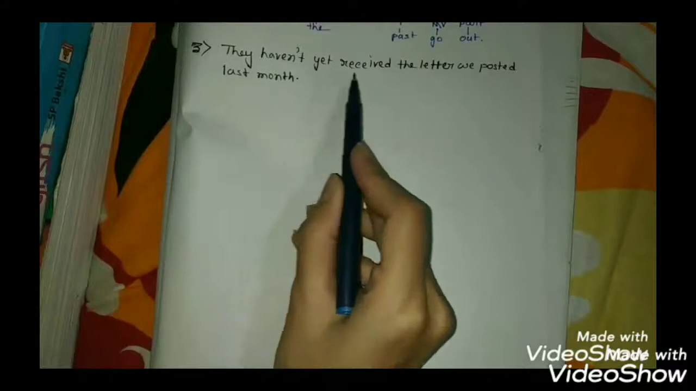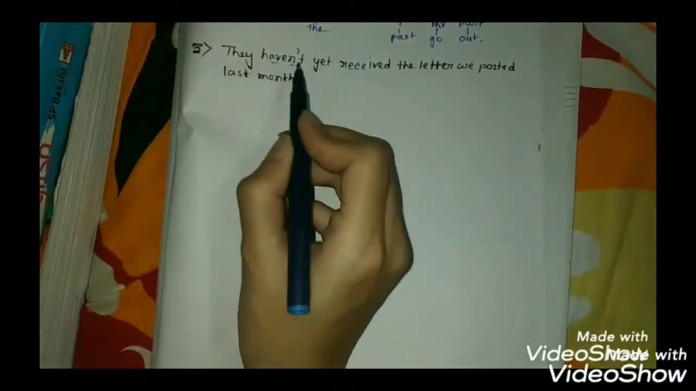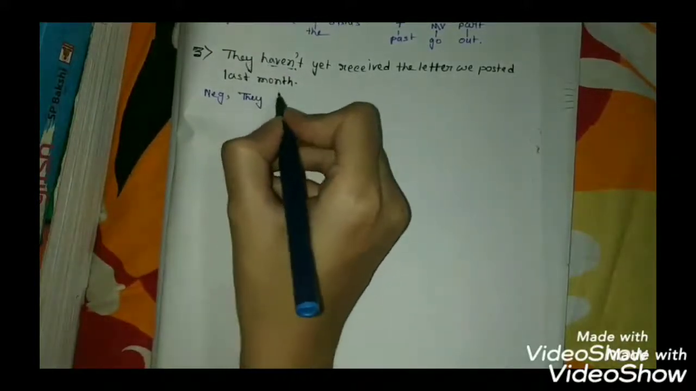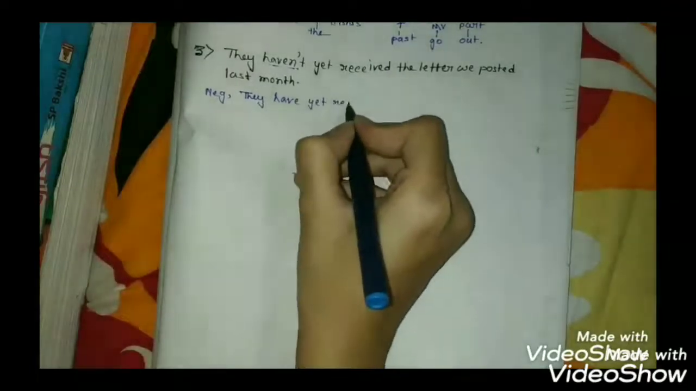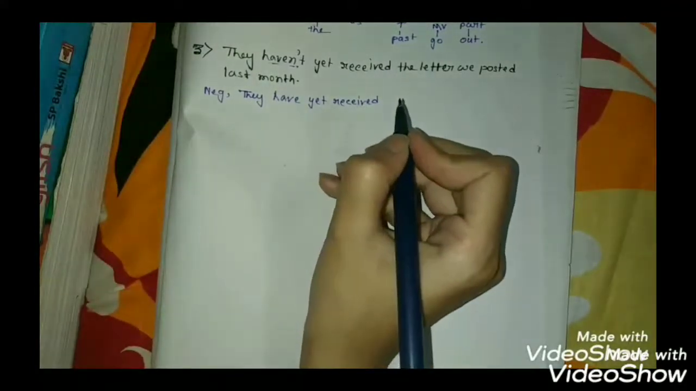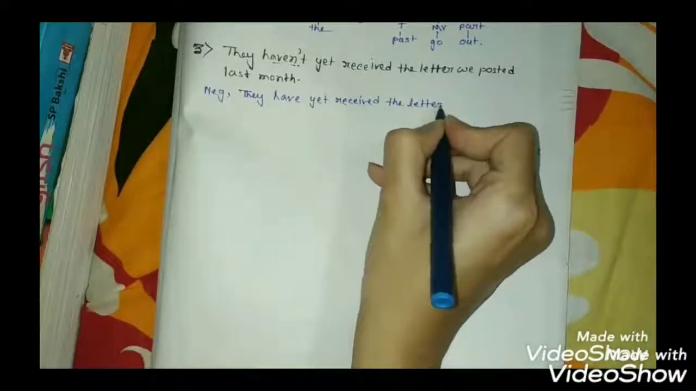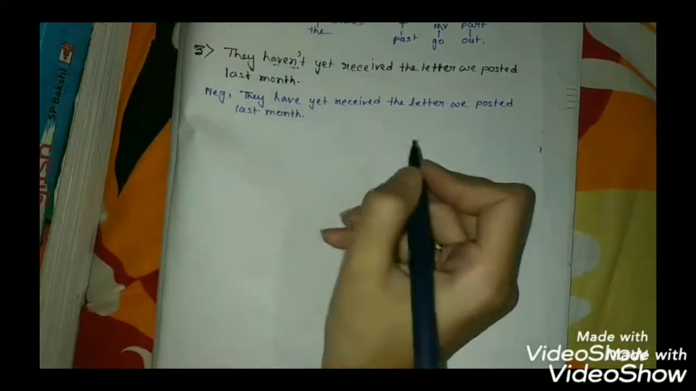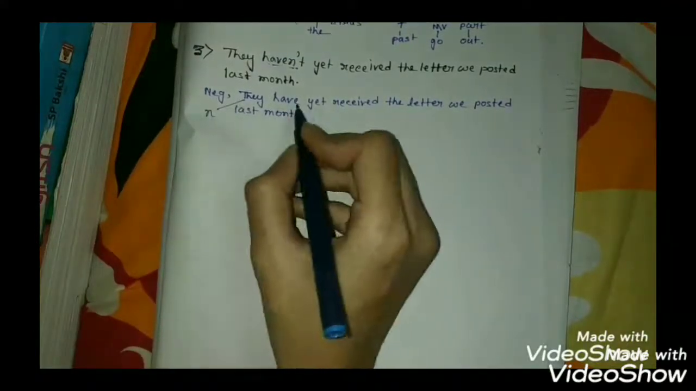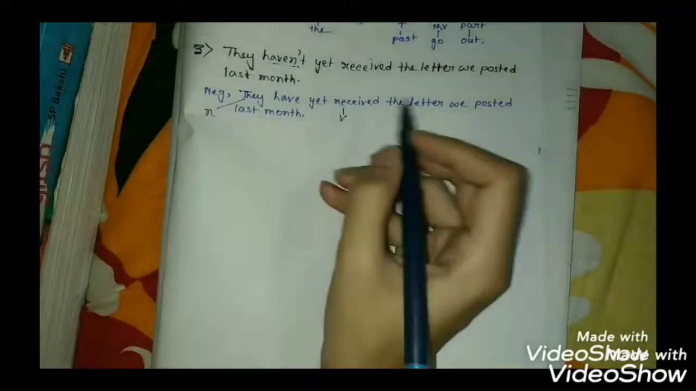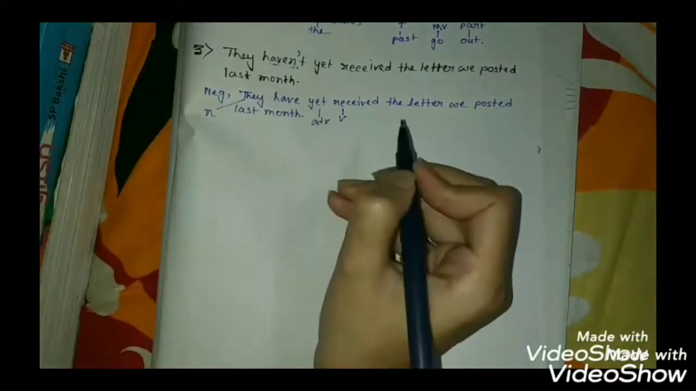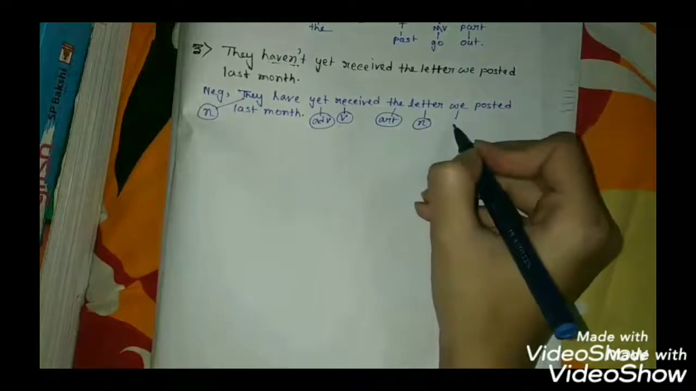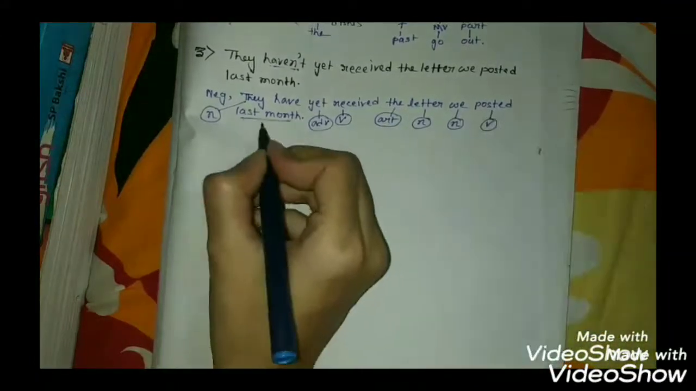They haven't yet received the letter we posted last month. So haven't, it is in negative sentence, so we will extract negative and then it will be turned into positive. So they have yet received the letter we posted last month. So they is noun, have received is the verb, yet is adverb, the is article, letter is noun, we is noun, posted is verb, last month is adverb.